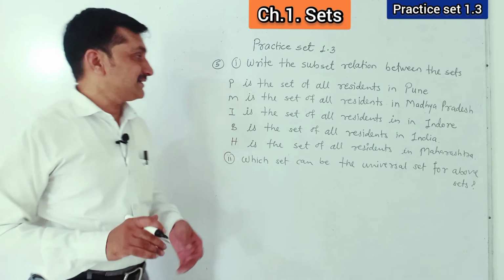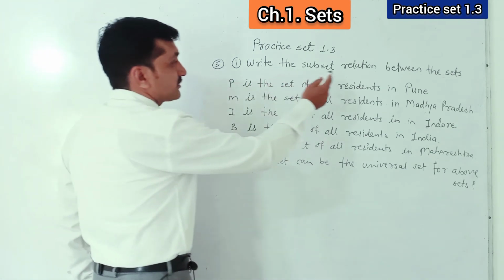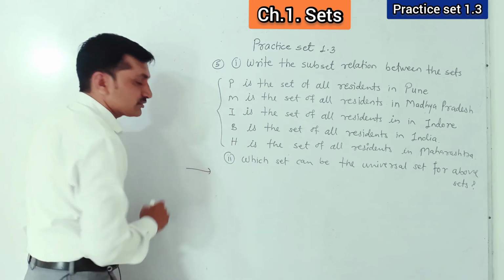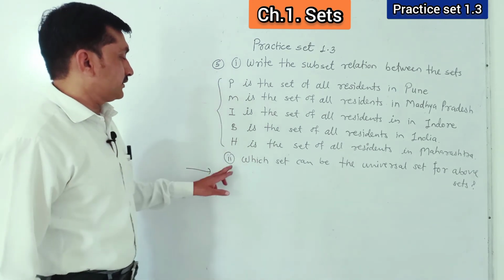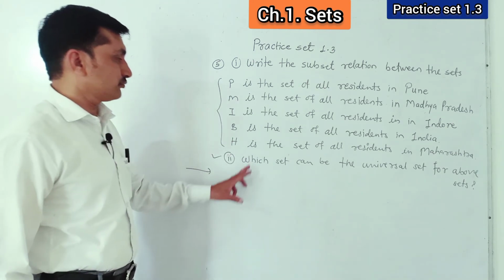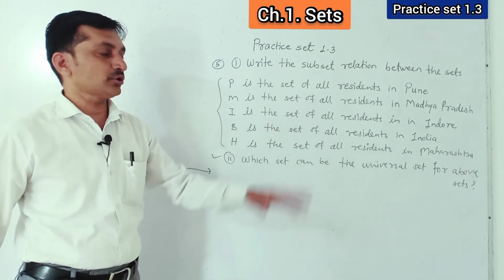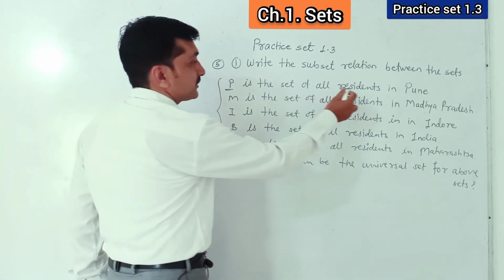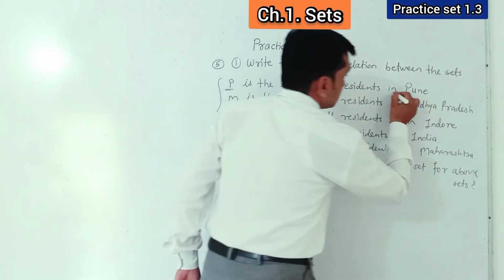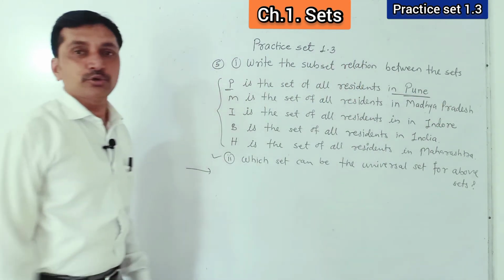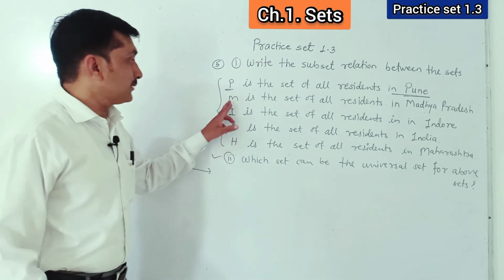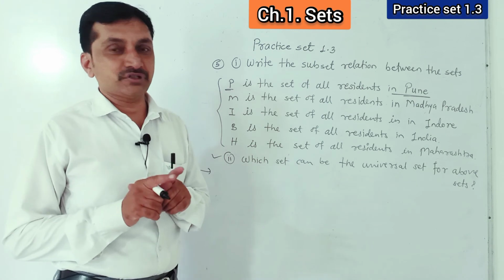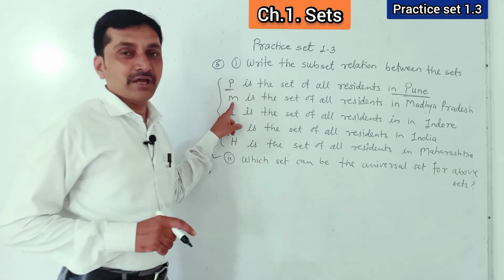Dear friends, question number 5 is: write the subset relation between the sets. Here some sets are given, and we have to write the subset relation between them. The second sub-question: which set can be the universal set for the above sets. Now first, P is the set of all residents in Pune. M is the set of all residents in Madhya Pradesh. Now Pune is not in Madhya Pradesh, that's why P is not a subset of M.